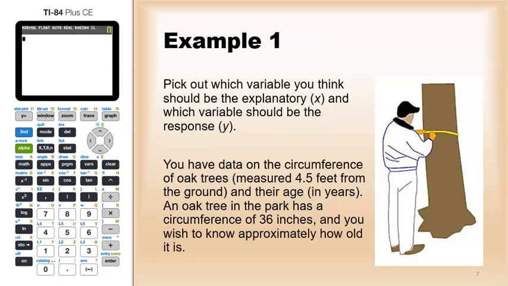So for instance, suppose you have data on the circumference of oak trees, which measure at 4.5 feet from the ground, and their age in years. An oak tree in the park has a circumference of 36 inches, and you wish to know approximately how old it is.